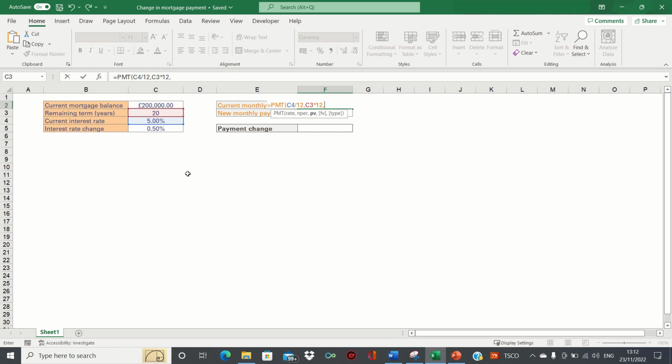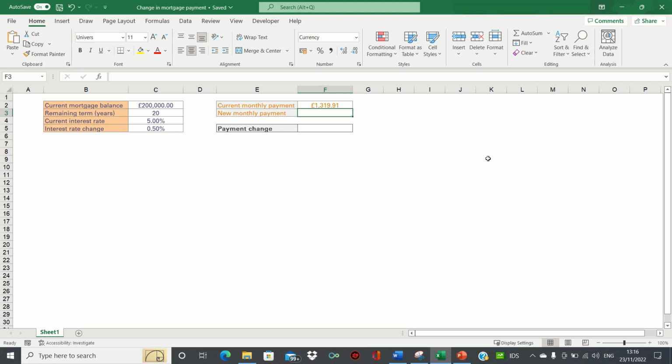Finally, we input the mortgage amount. Before we click enter, we'll add a negative sign before the PMT function to make the final value positive. Therefore, our current monthly payments is around £1,319.